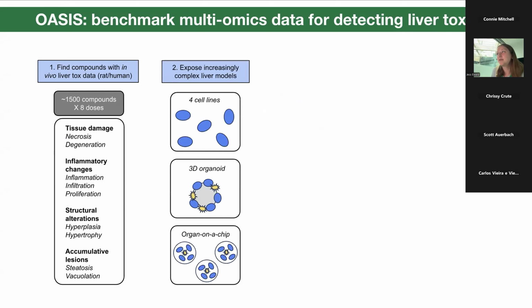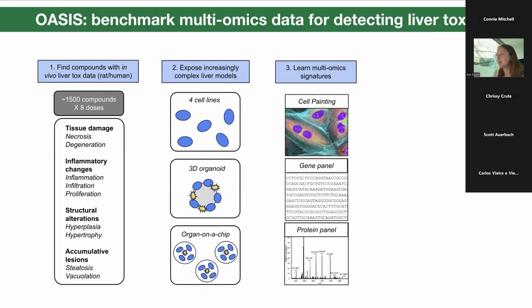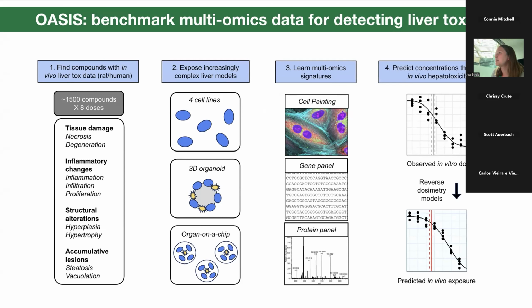We're next exposing them in increasingly complex liver models, so different cell lines, and then many smaller in organoids and organ-on-a-chip models. We're collecting cell painting data for all of them, a panel of transcripts for most of them, and then a panel of proteins for a smaller subset. And then we're trying to do comparisons with the concentrations that cause in vivo hepatotoxicity, but then also try and predict specific types of in vivo toxicity.